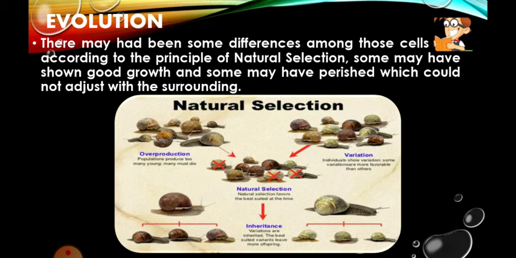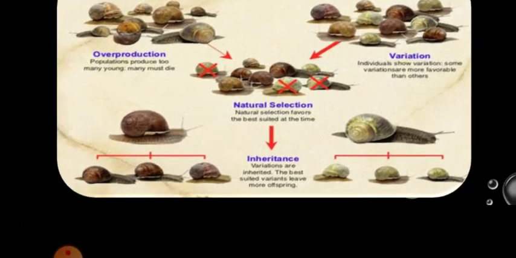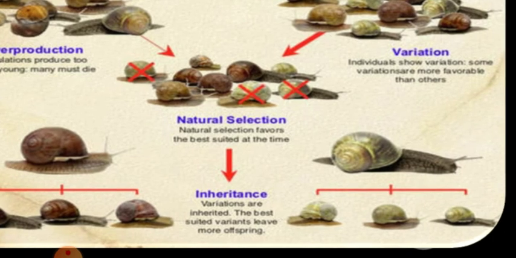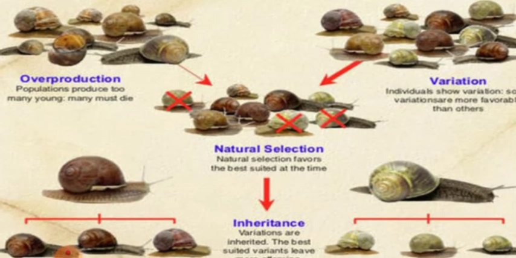Here is an example of a snail, to see how nature has selected. Earlier in the beginning, one or two populations of different types must have existed, and they might have reproduced of their own like this. They might have interbred with each other, that means crossing must have taken place between the two different types. Then due to natural selection, you could see some of them showed good growth. Overproduction was there, and due to overproduction, later on there was variation.